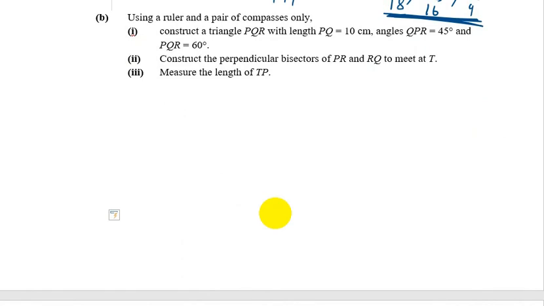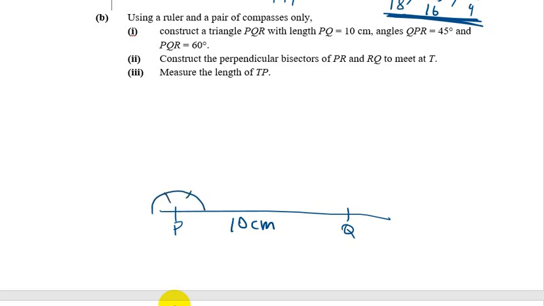Now you said we are using the ruler and a pair of compasses only. We have to construct triangle PQR. So in our mind, we are drawing what? A triangle. They said PQ is 10 centimeters. So here is my Q and here is my P, that is 10 centimeters. Now he has said angle QPR is 45 degrees. So I'll draw my 45 degrees. I'll first draw my 90, then I'll bisect the 90 to get 45 degrees.